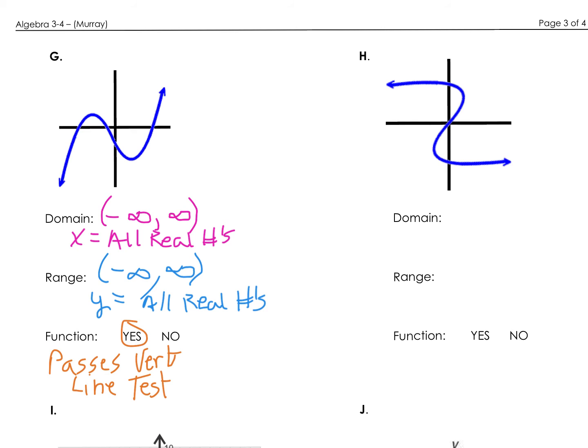Okay, so for domain, we're going to go to the left. And because this graph continues and goes to the left forever and ever, that is, again, just like the previous graph, going to be negative infinity. So we're going to put parentheses around that, negative infinity. And then this graph continues and goes to the right forever and ever. And that is also infinity. So both of these graphs have the same domain.